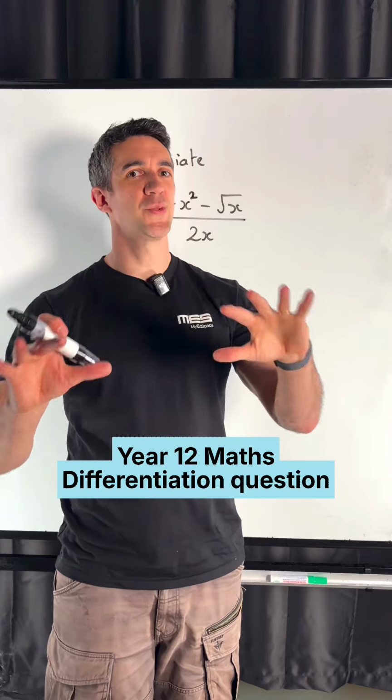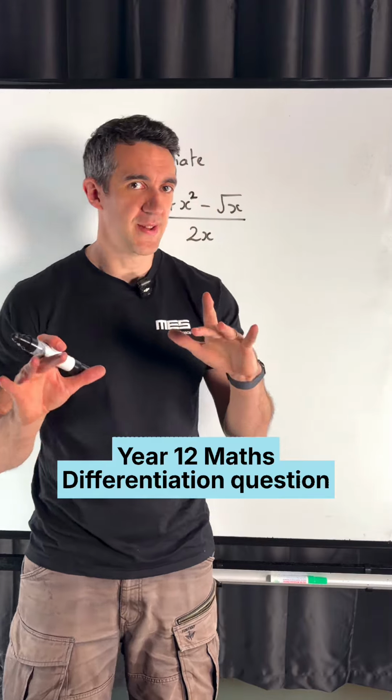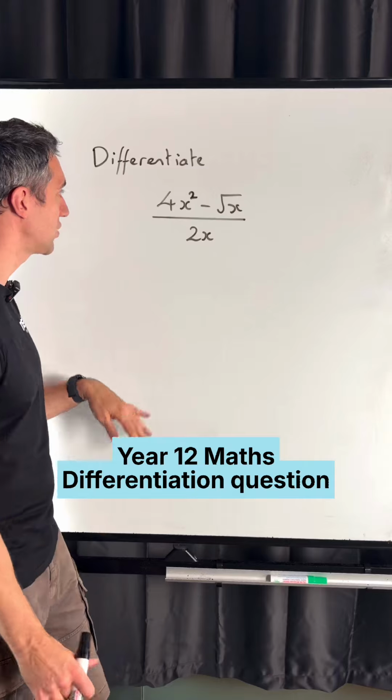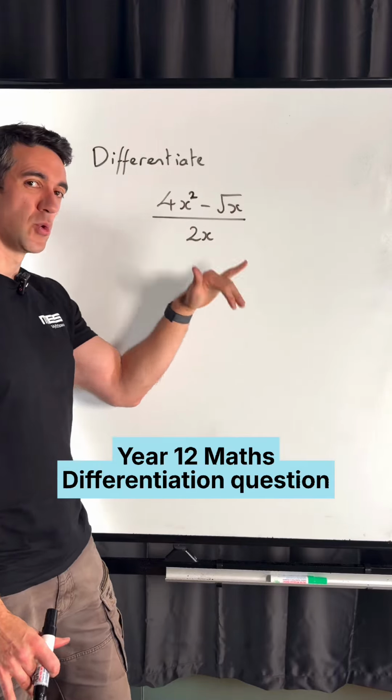All right, Year 12 mathematicians, we've got a nice check of our differentiation skills today for you. Make sure we're not going to make any of the little mistakes that students tend to make in this sort of question. So we've got 4x squared minus root x, all over 2x.